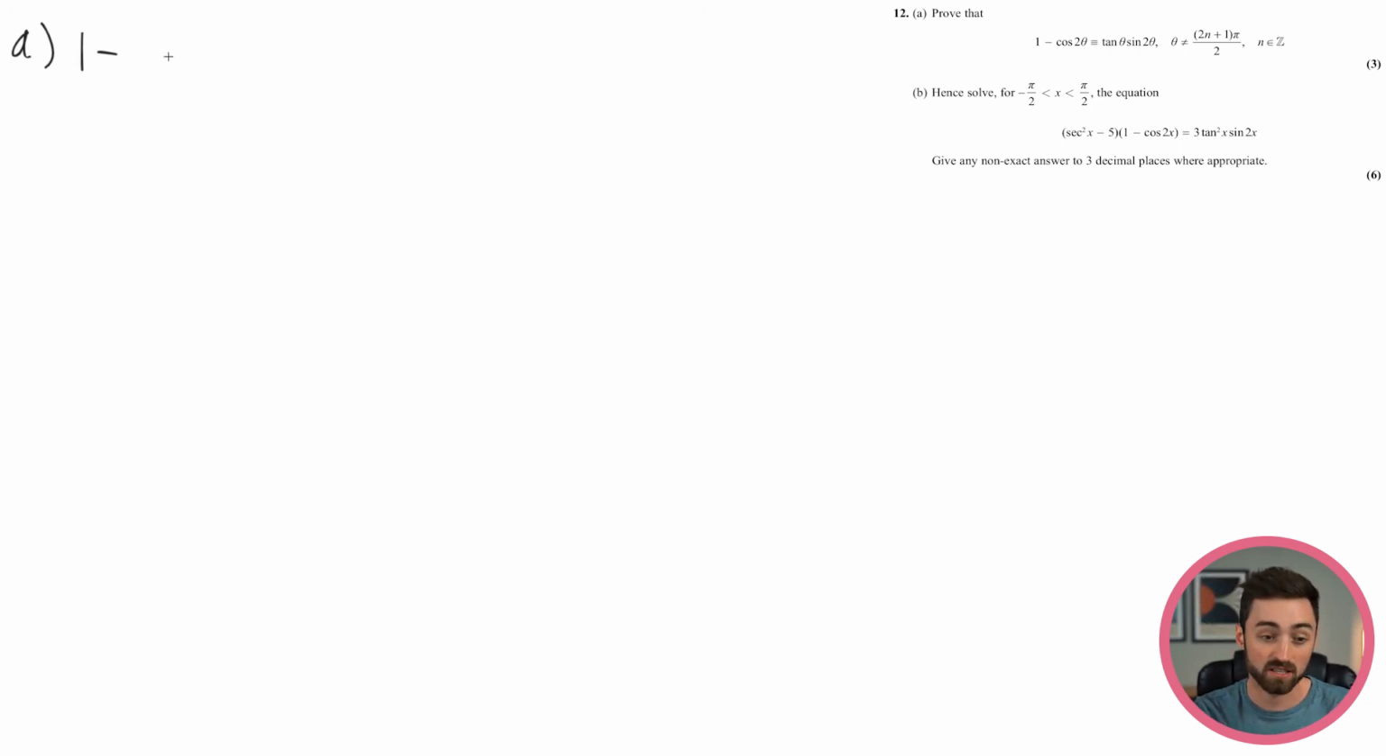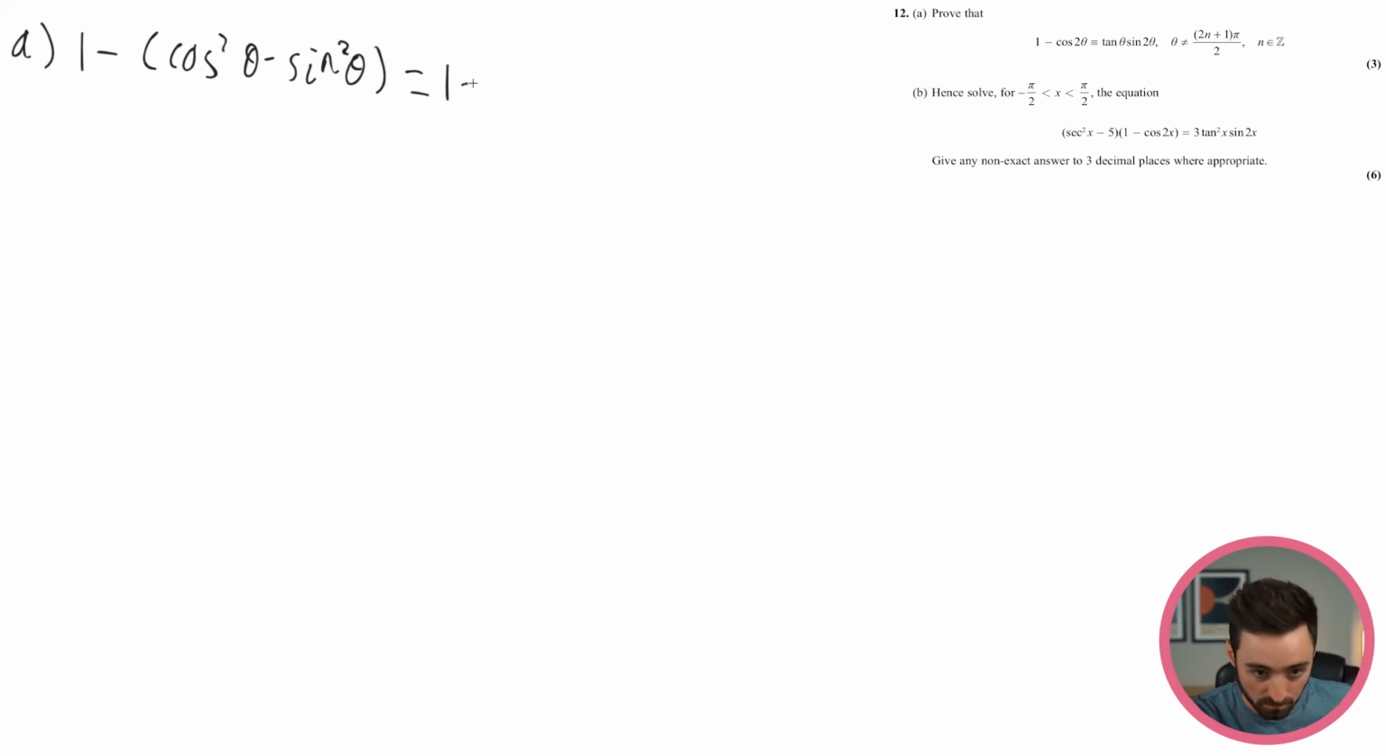Instead of writing cos of 2 theta, it's the same as cos squared minus sine squared. You get that from the multiple angle formula. Now I want to get this just in terms of sine. So I'm going to swap cos squared here for 1 minus sine squared. Still got this other sine squared here.